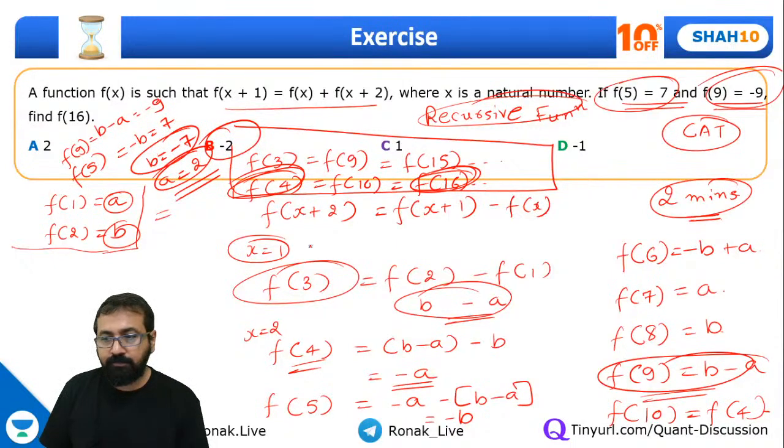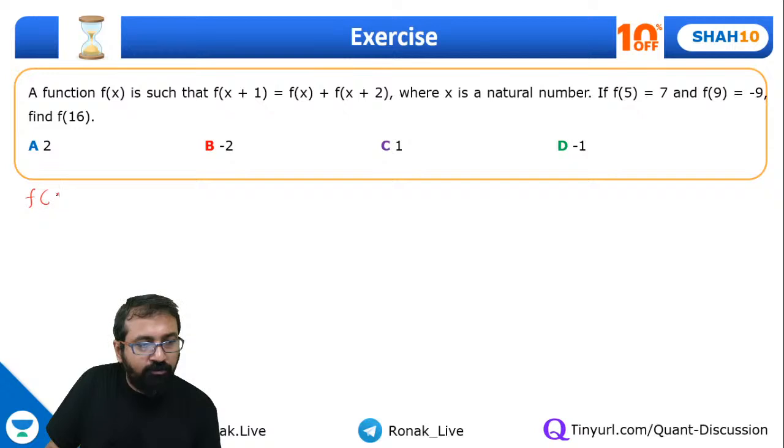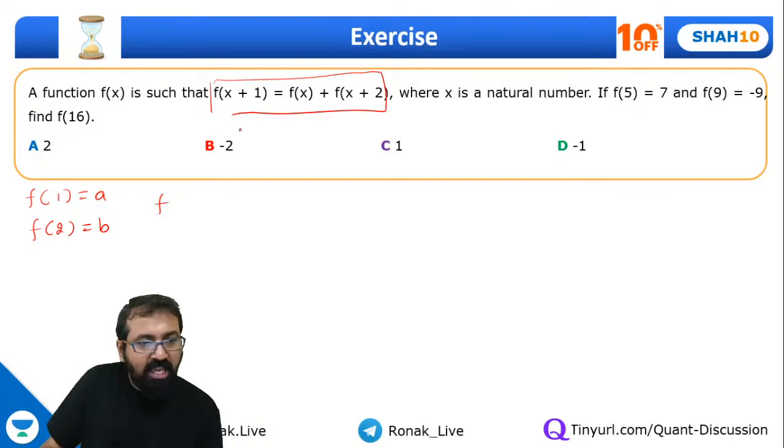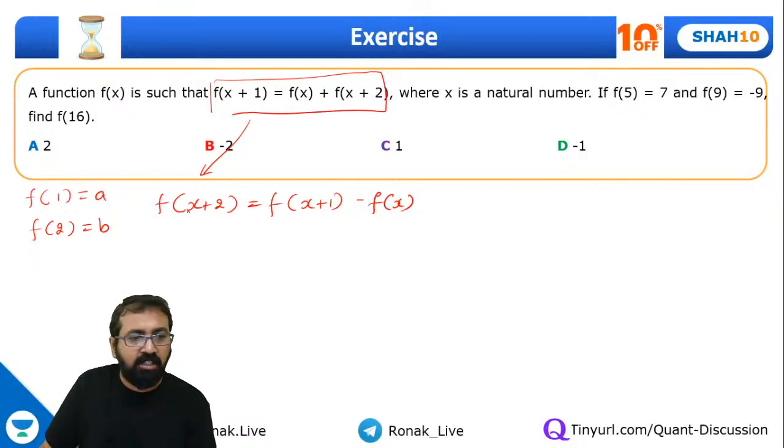Yep. Okay, so let's solve once again, guys. Let's solve everything once again, and I'll just write it slightly in a step-by-step manner. So once again, we'll start with this one, f of 1 equal to A, f of 2 equal to B, and what is given to me? I can just rewrite this one as f of x plus 2 equal to f of x plus 1 minus f of x.